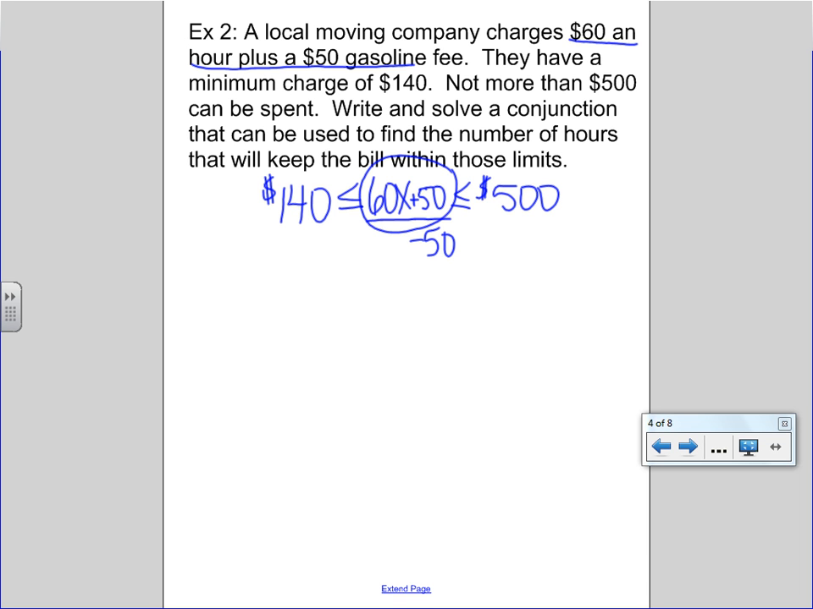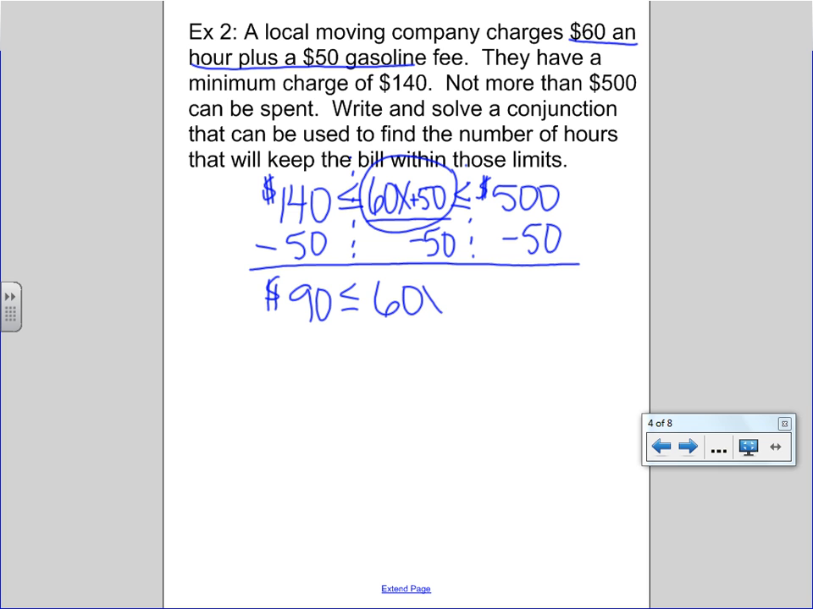Now when I subtract 50, I have to subtract it from every side. I cannot just subtract it from one side. We always say from both sides, but that's when we're only dealing with two sides. There are 3 different sides we're working with here. So I have to subtract 50 from the middle, from the right, and from the left. Now I have $140 minus 50 is going to give me $90, is less than or equal to 60x, is less than or equal to $450.